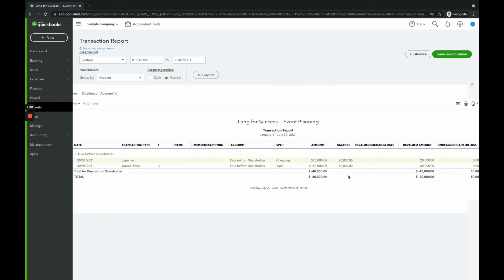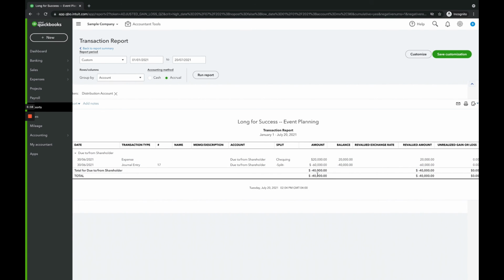So if we look at this, you took 20,000 out and then gave the business 60,000, right? I know that it's the opposite. I'm sorry, it may be a little confusing, but negative 40,000, don't think about it as negative.